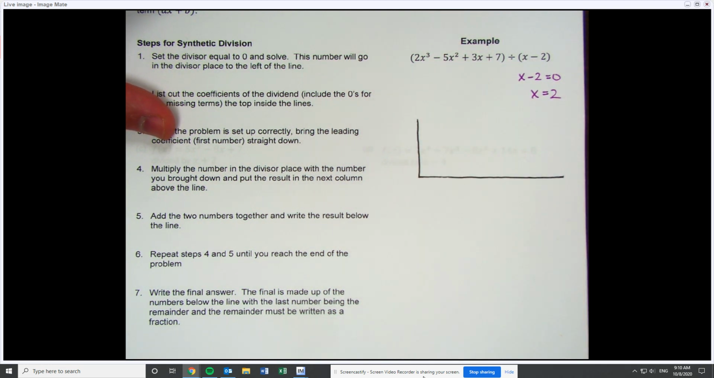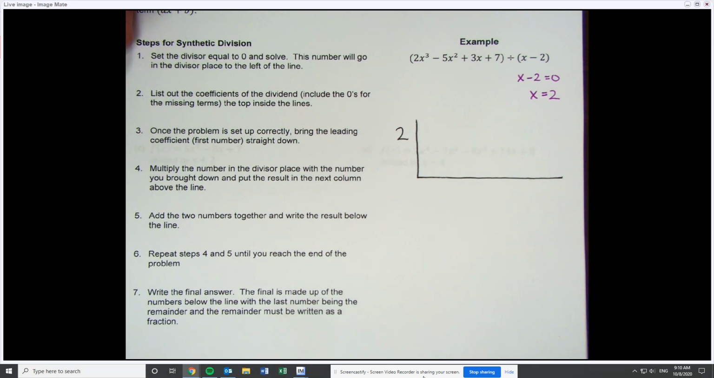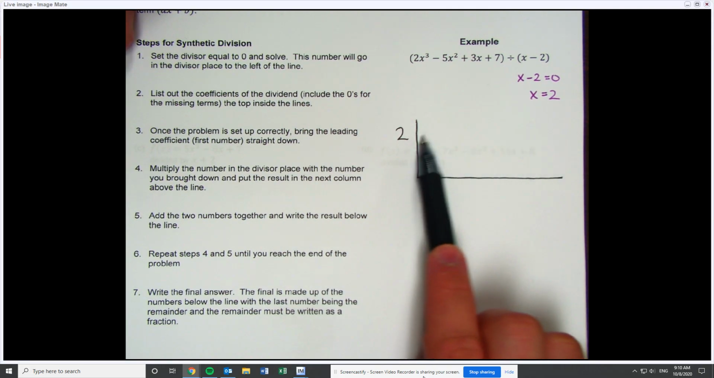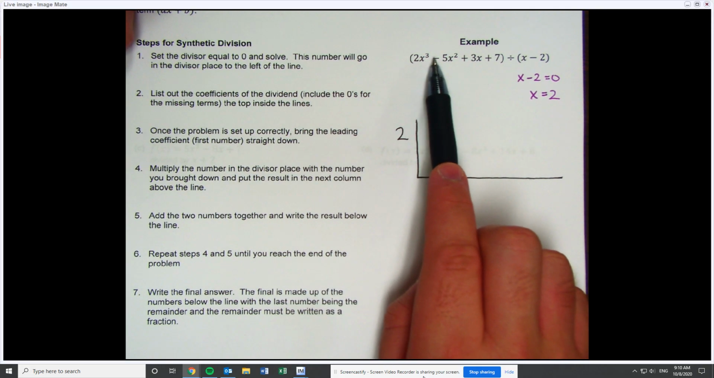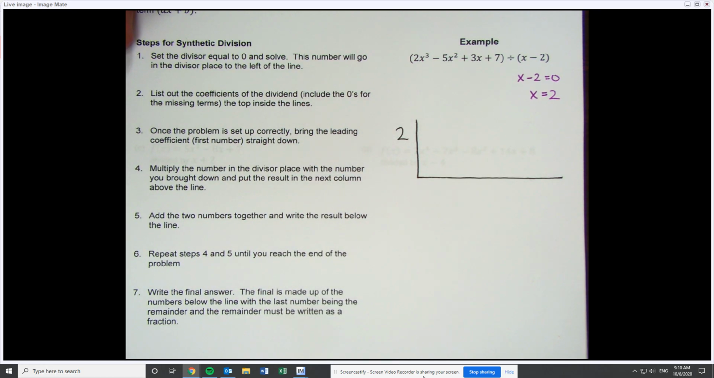So just like that. What we are dividing by here is the number 2, which is going to go on the outside in the top corner. Whatever you divide by goes out here. Now the numbers that we're dividing into will be up here, and the way we get them is they are the coefficients in our polynomial. The coefficients are the numbers in front of the x's.